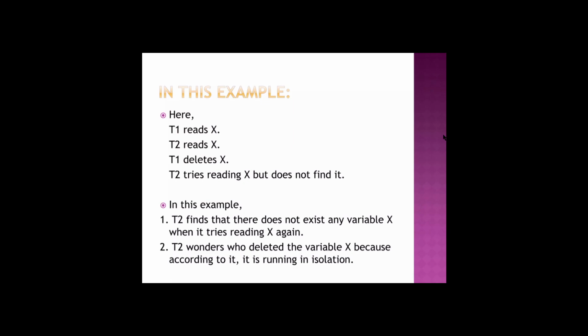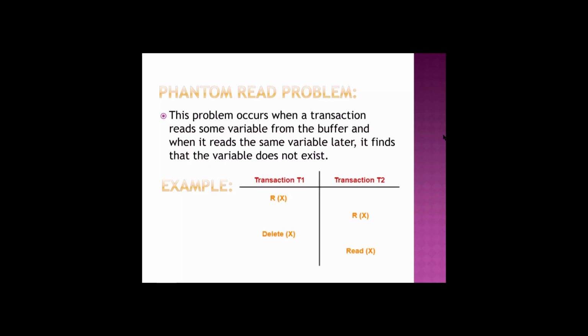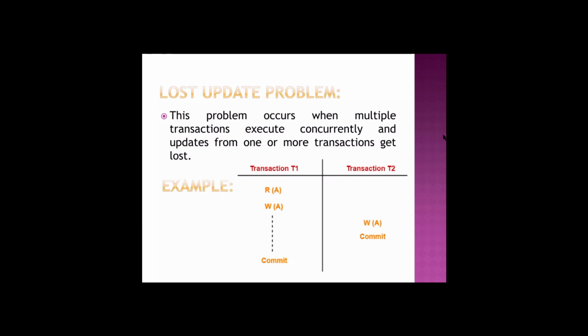All transactions, according to ACID properties, are running in isolation and they are not connected to each other. They are independent of each other. So this problem is called the phantom read problem. This is the example of it. Now the last problem is the lost update problem.